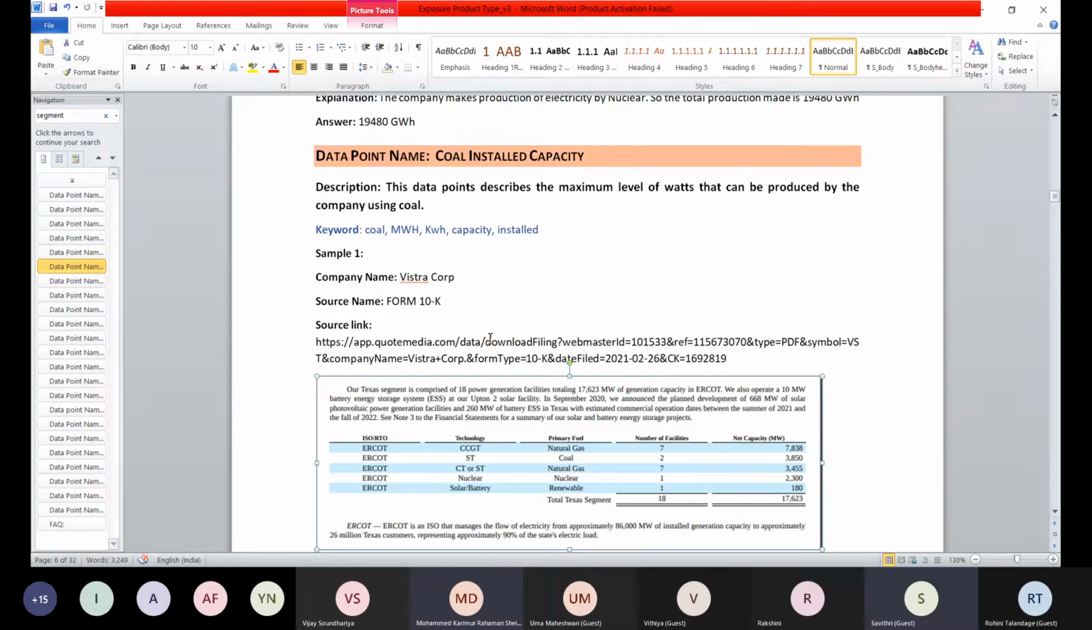Do you have any doubts in these 5 data points? No, sir. You all understood what electricity generation is, right? Yes, sir. This will be particularly available for electricity generating companies only, not for any companies. For example, Facebook, Amazon, Flipkart, you don't find this data.